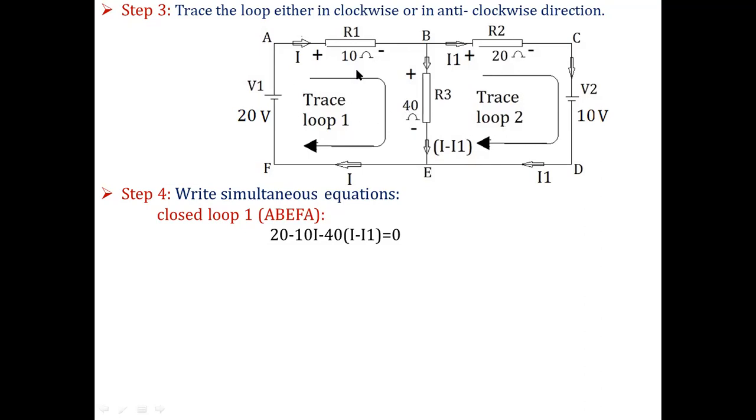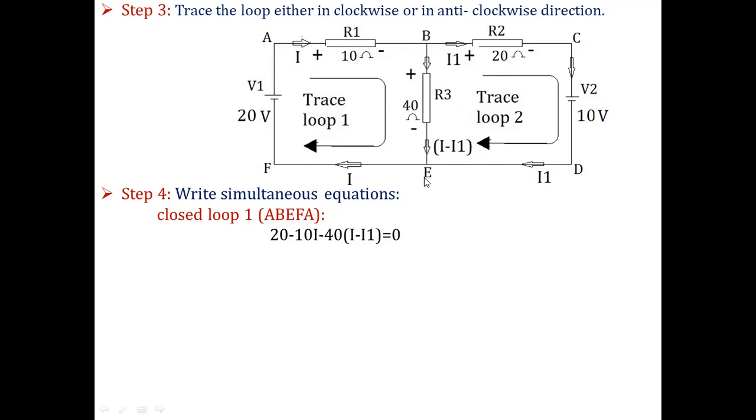See here, the I1 direction is like this, but the I2 trace is opposing here. So I minus I1 we have to consider. The end sign is minus. The minus I will keep as it is. The resistance is 40, I will keep as it is. The current in this one is I minus I1, and I will write I minus I1 as it is.